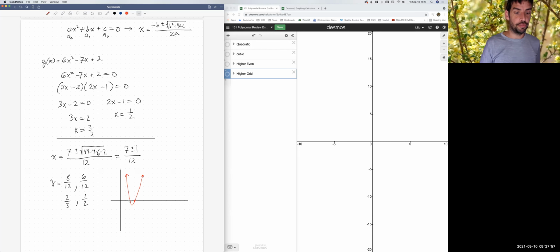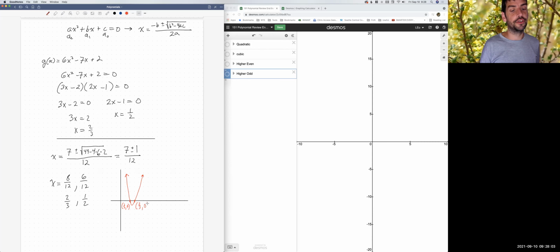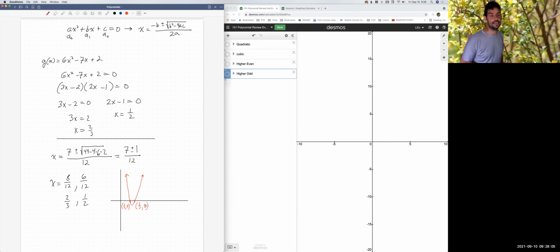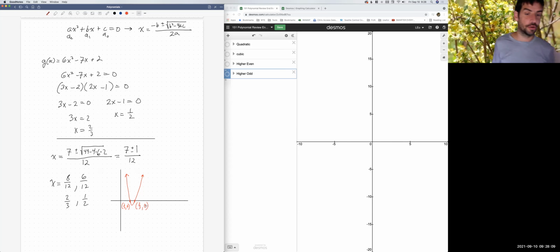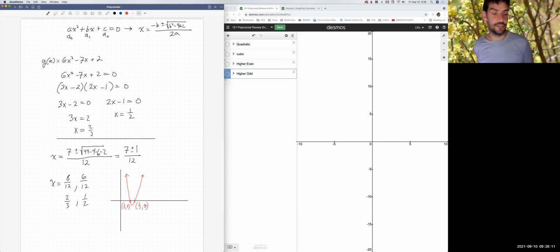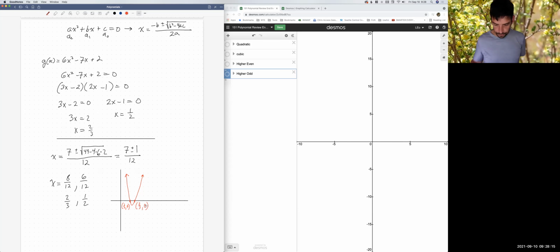That goes through those 2 points, right? If this is 1/2, 0, and this is 2/3, 0, right? It gives us a quick idea of the graph. There's lots of reasons that we'll see as we move forward why we might be interested in the zeros and understand the behavior of these functions.